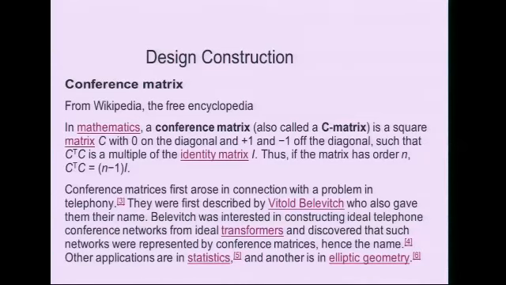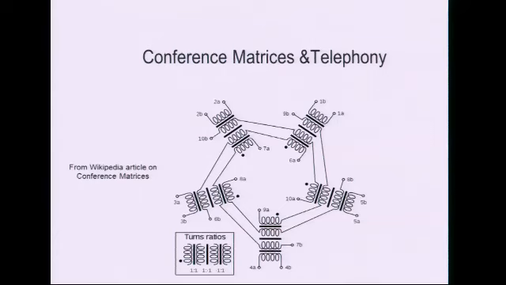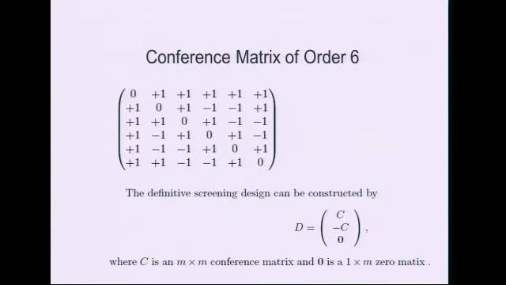Essentially, a conference matrix is a matrix that has zeros on the diagonals, 1 and -1 off the diagonals, and which is orthogonal in the sense that C transpose C is a multiple of the identity matrix. And he also mentioned its other uses. So here's one of them, constructing optimal conferencing electronics. So I thought I would put up a conference matrix just so you can see.